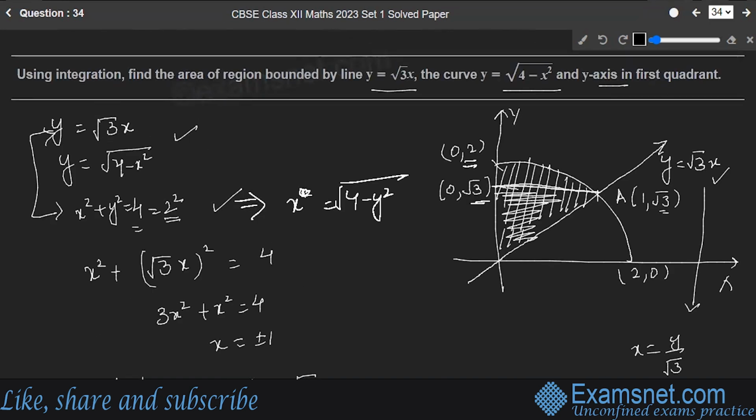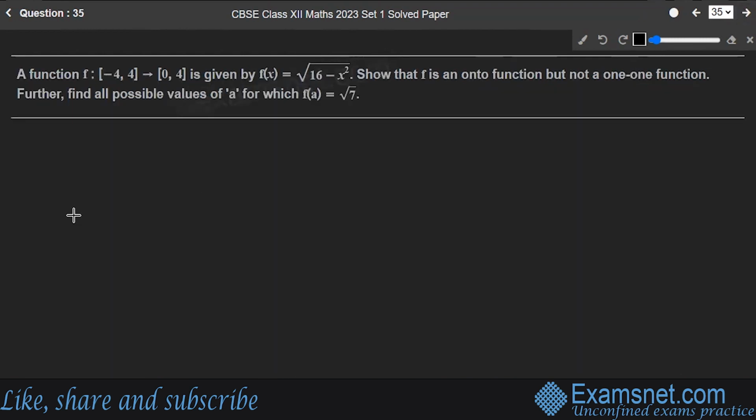We have to find out the area, so the answer is pi upon 3 square units. Hope you understood this. Next is question number 35.